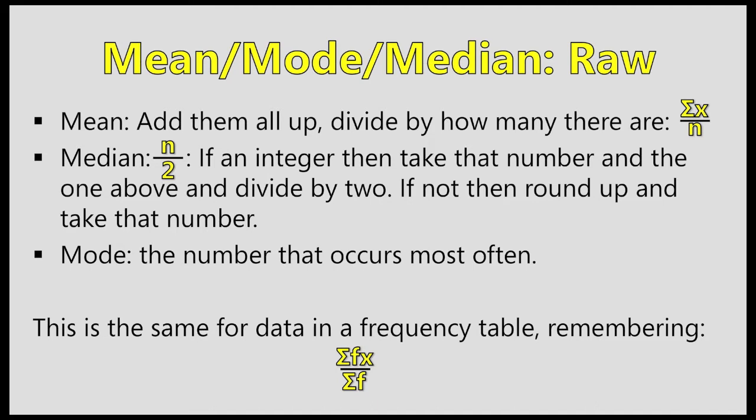It's that simple. This is the same for data in a frequency table, but you just remember to use fx, where f is the frequency and x is the midpoint. And that's it, really. Isn't that lovely?